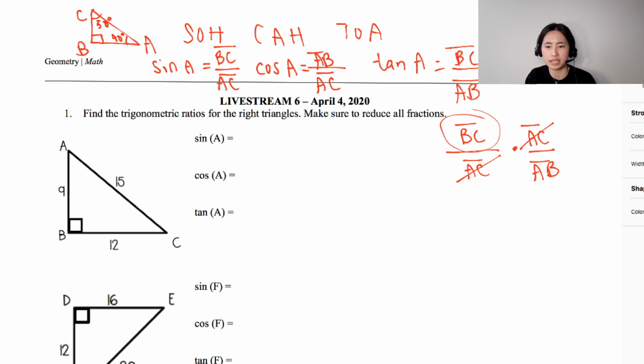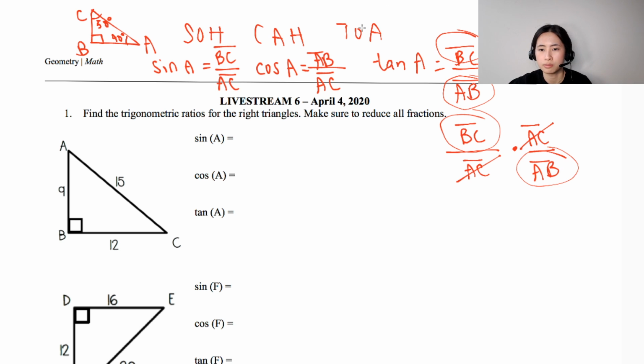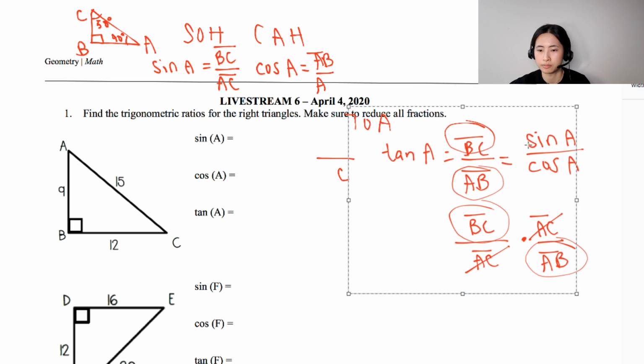So we can actually say that tangent A is sine A over cosine A, which gives you line segment BC over line segment AB. So maybe I can move this just so you guys can see this. Okay, so that's how you're going to set up your equation for tangent, because we know that it's sine over cosine.